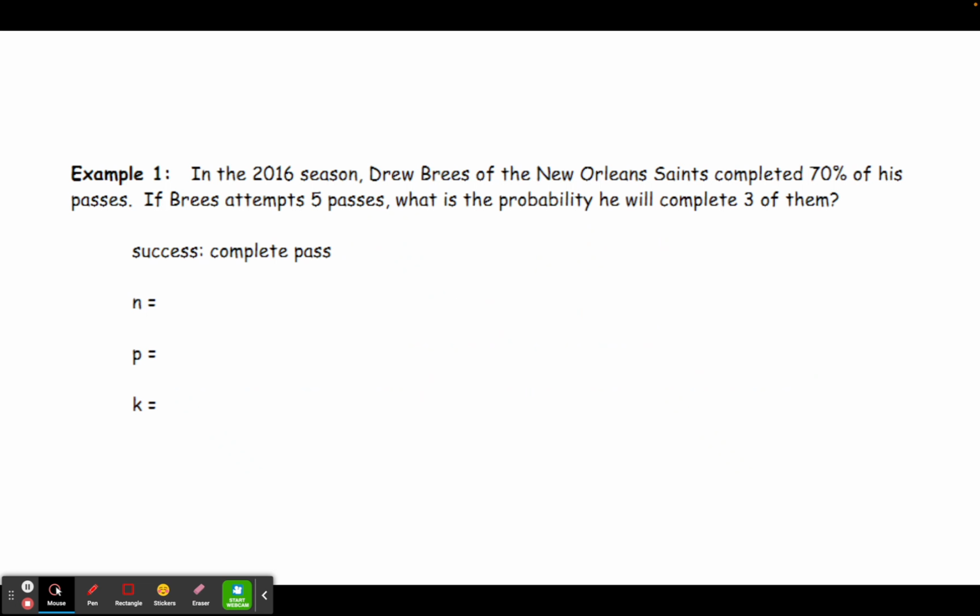So we're going to do example one, which we looked at in the last section, but we're going to do it with a calculator shortcut. Remember, we have Drew Brees, who's attempting 5 passes. He completes 70% of his passes, and we want to know the probability that if he attempts 5, he will complete 3 of them. We defined success as completing a pass. So N, the number of trials, was 5. The probability of success, P, is 0.7, and K is 3 because we're calculating the probability of completing 3 passes.